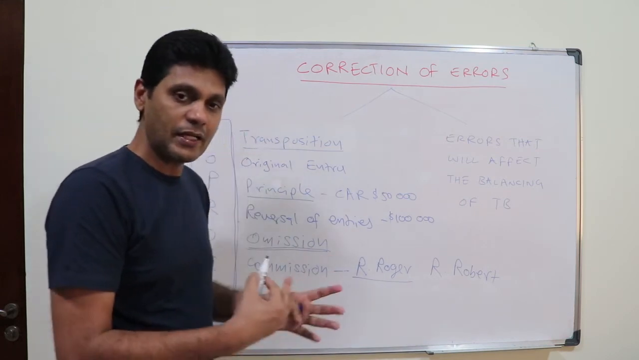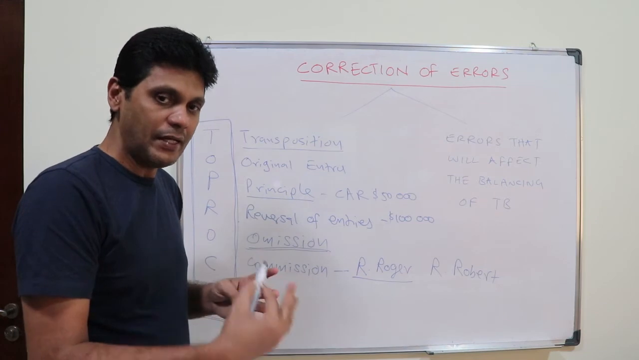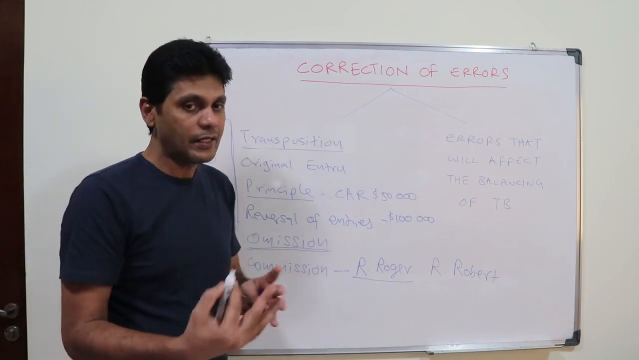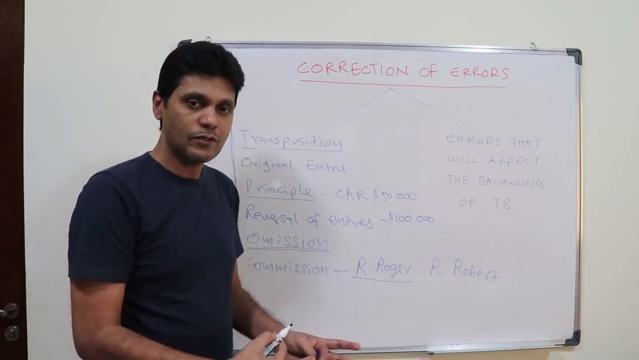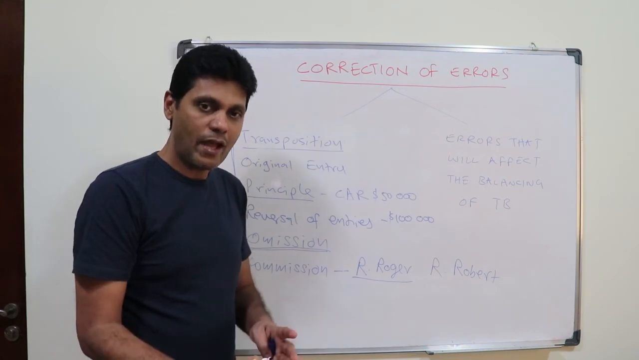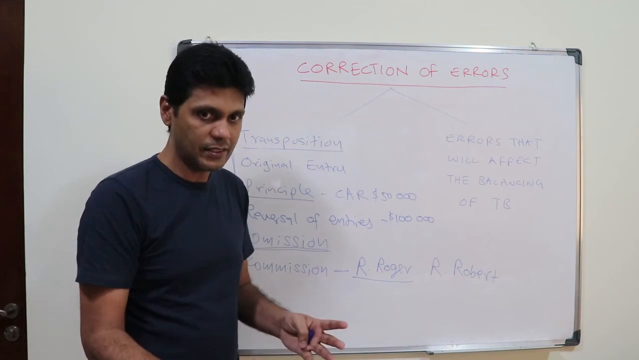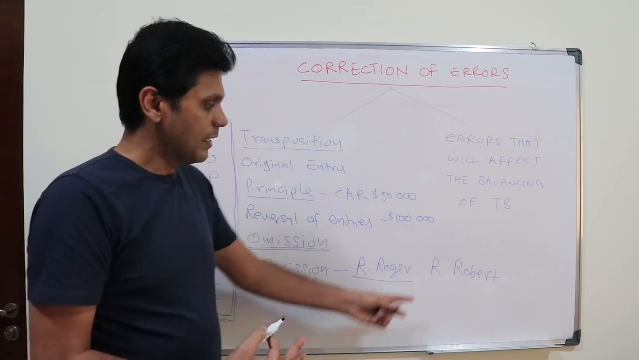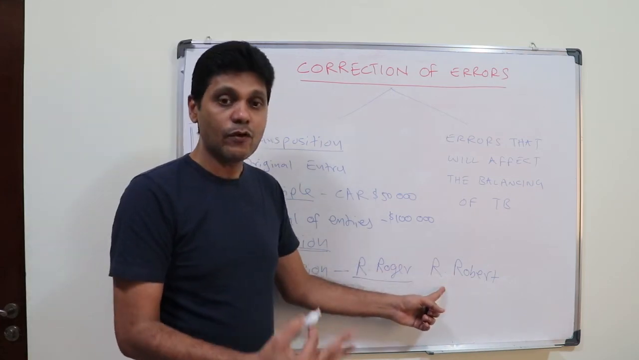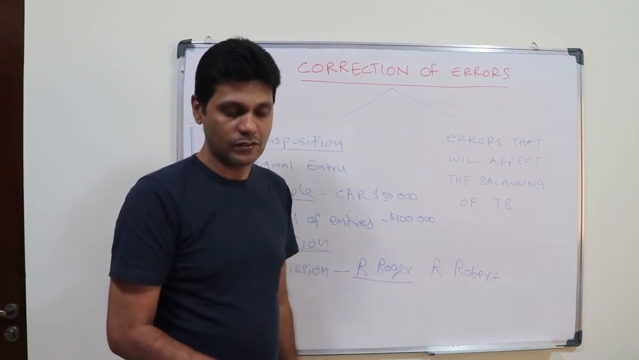Okay? So completely the double entry is correct. You credited your bank account here, you debited the supplier account. The entry is correct, the double entry is correct. However, it was recorded in the wrong account.